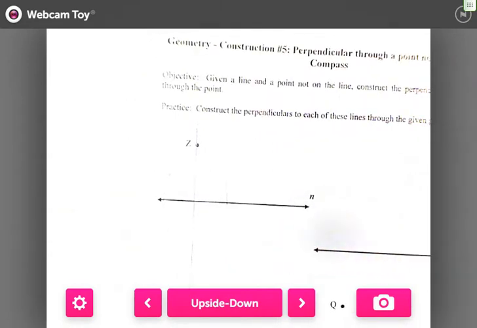All right, let's move on to page 6. Number 6.